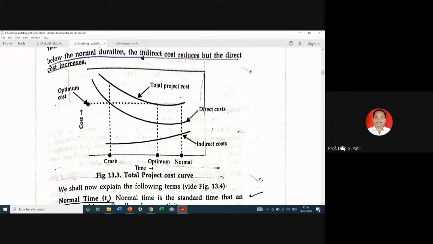You can crash the project by some extent by adding more resources, so that our indirect cost will not get increased, but direct cost will increase to some extent, but that will be compensated by the reduction in this indirect cost, and we can take advantage of this reduction in the indirect cost as compared to the increase in the direct cost. So this is the balance between direct and indirect cost, and here we will observe that this optimum cost will be less as compared to the normal duration also.